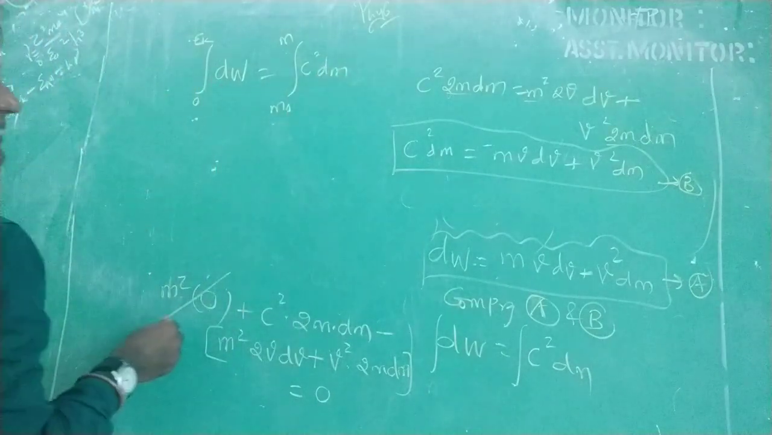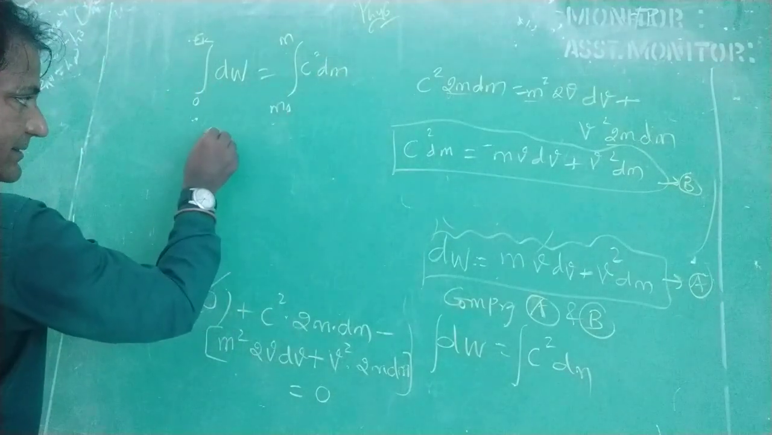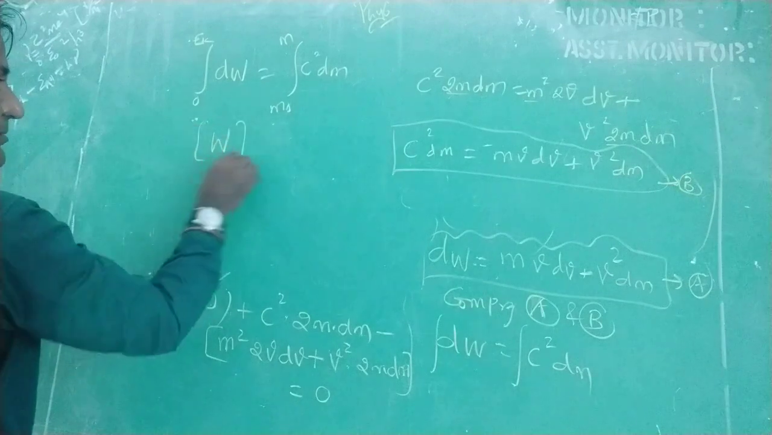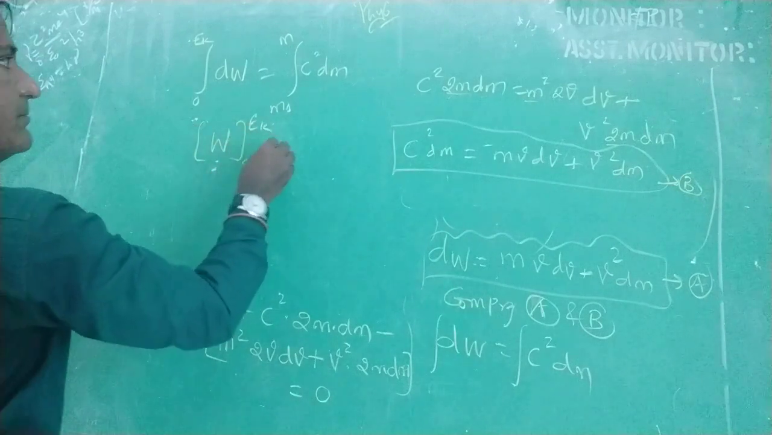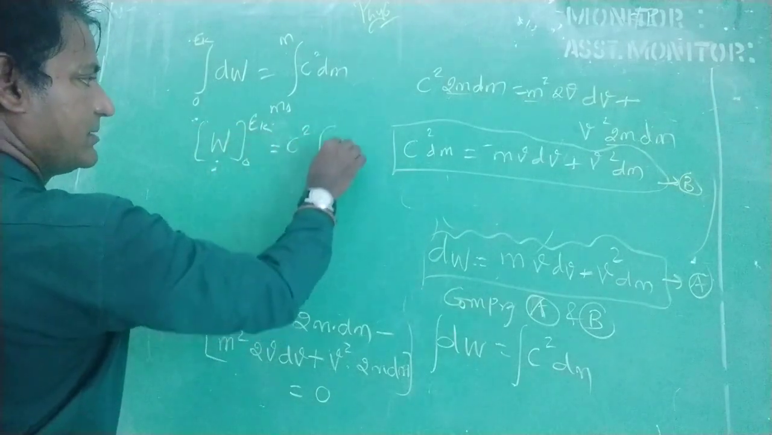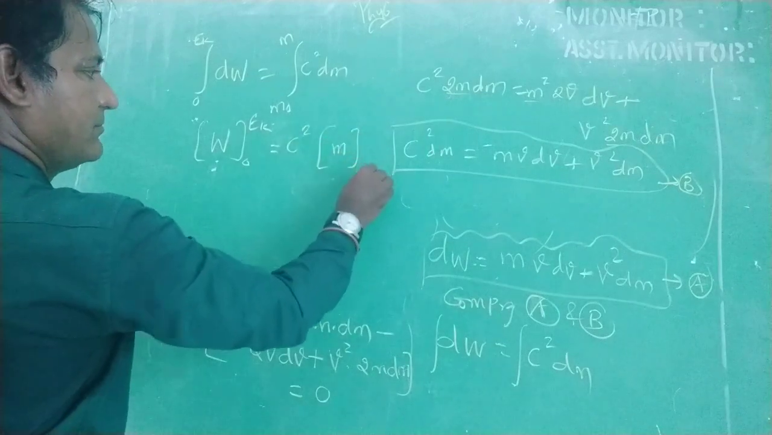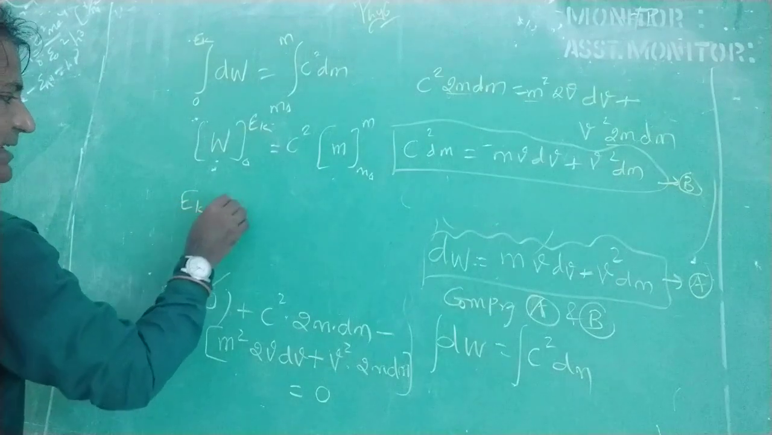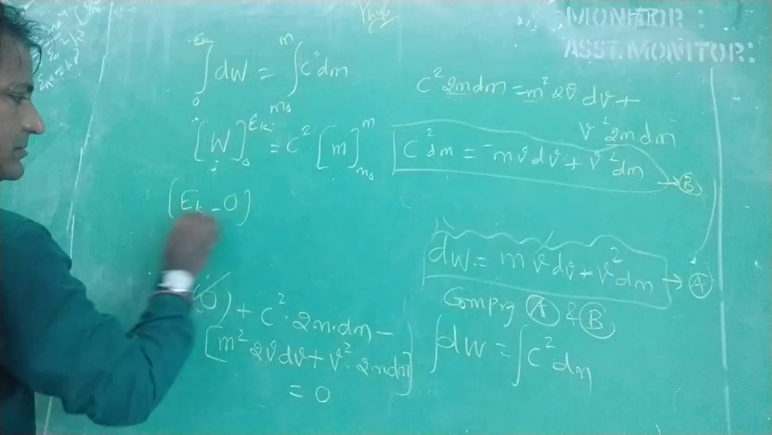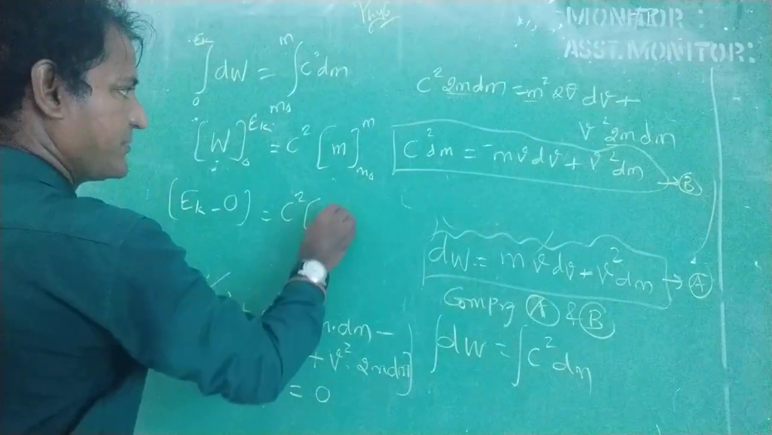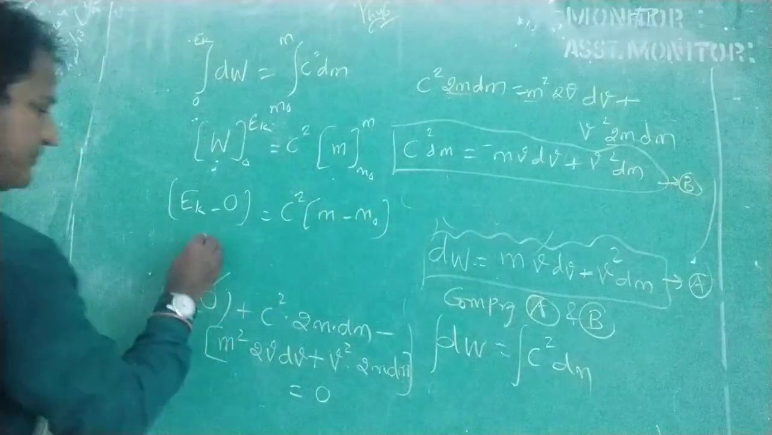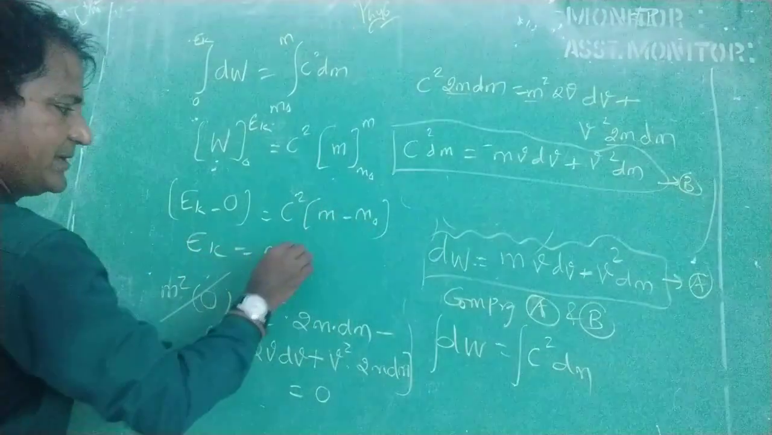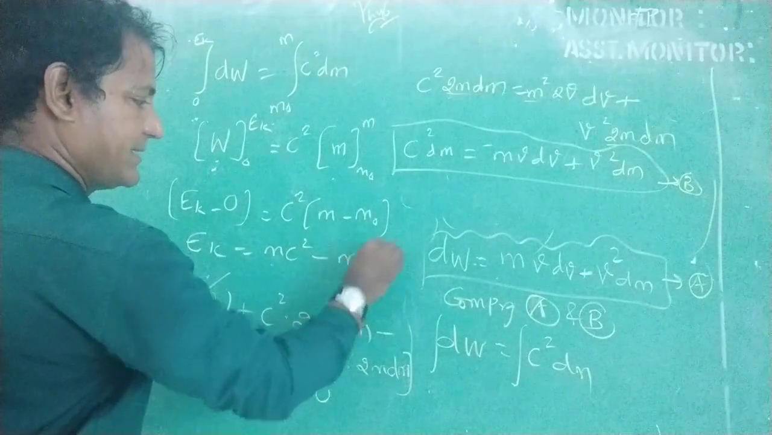So the work done, integration, dW is integrated, so W becomes 0 to Ek, c squared is taken out, dm becomes m to m naught, so Ek minus 0 is equal to m minus m naught times c squared. So Ek is equal to mc squared minus m naught c squared.